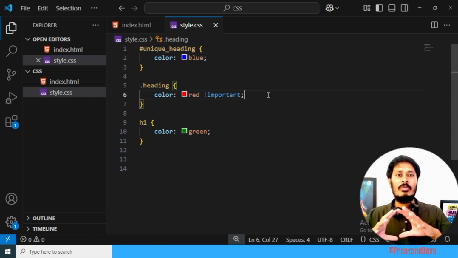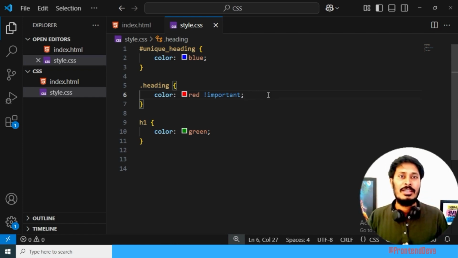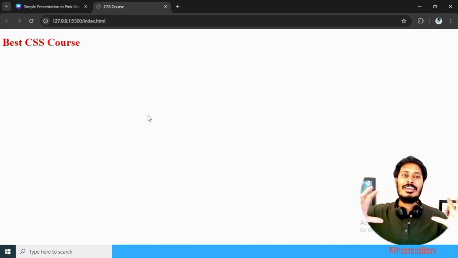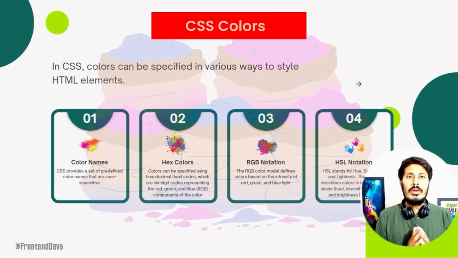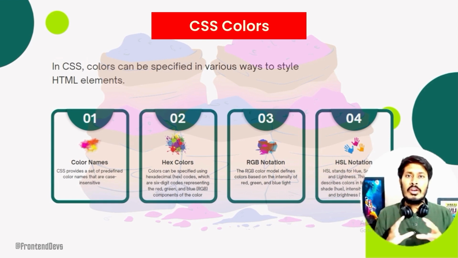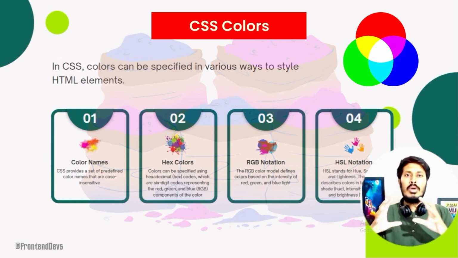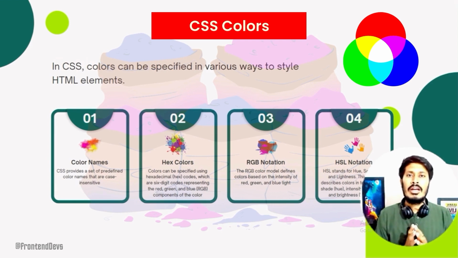Hope you are clear with CSS specificity. After specificity, let's move to the next section of our video, and that is HTML colors. When we talk about any color system, it is a combination of three primary colors, that is red, green, and blue. With these three colors, we can form any required color as per the requirement.